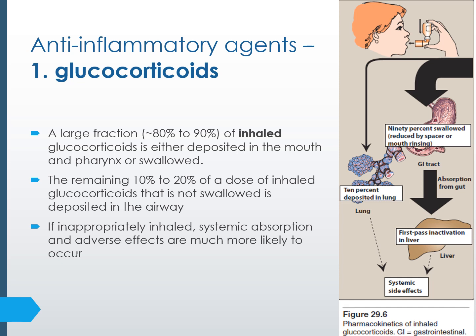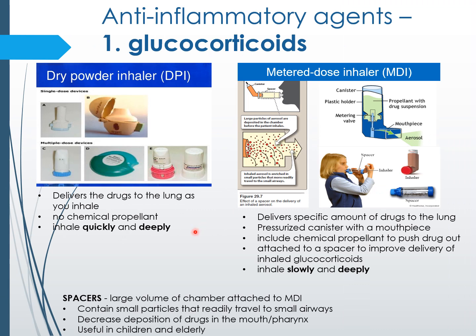Okay, that is why it is important to make sure that the drug is being delivered properly and the inhaler is being used properly. So this extra slide is just to educate you on the different inhalers that are available: dry powder inhaler and metered dose inhaler. With the metered dose inhaler, it has this spacer which contains small particles that can readily travel to small airways. So it is used to decrease the deposition of drug in the mouth and pharynx, and useful in children and elderly. So it improves the delivery of the drug to the lung.